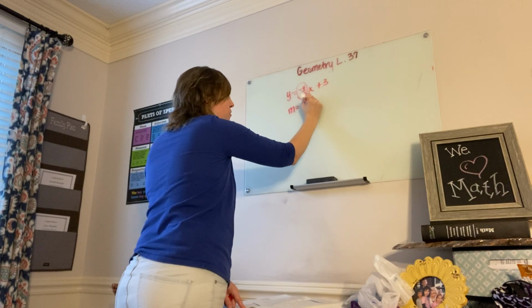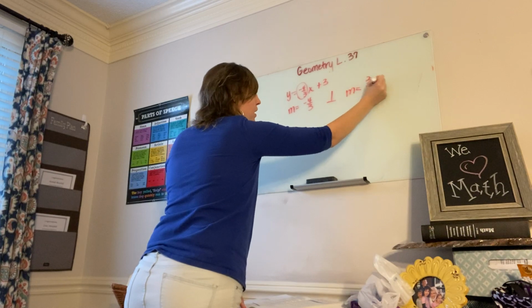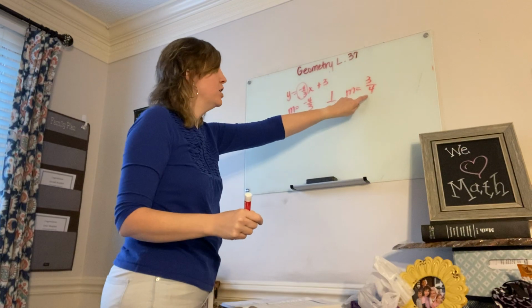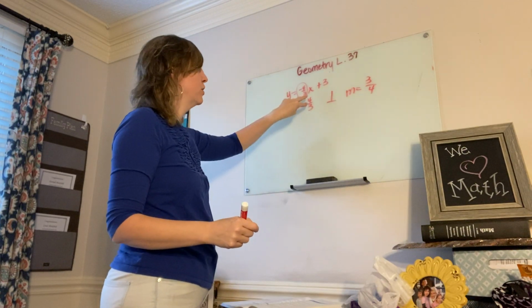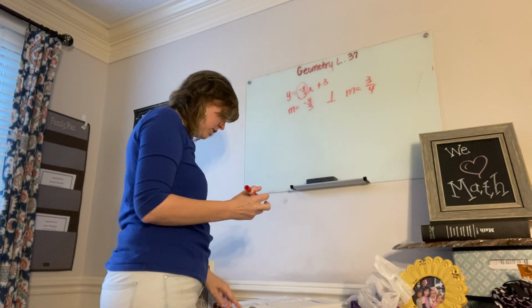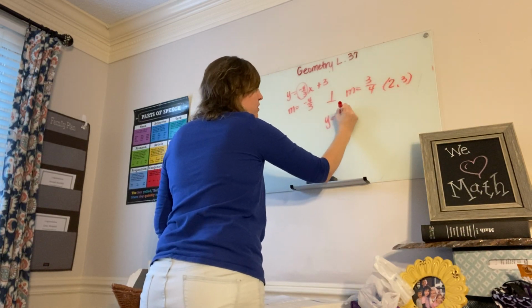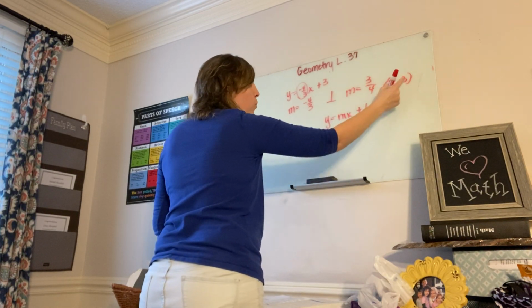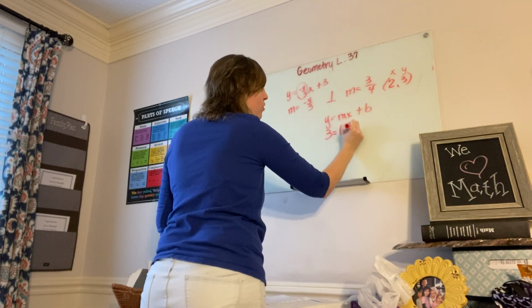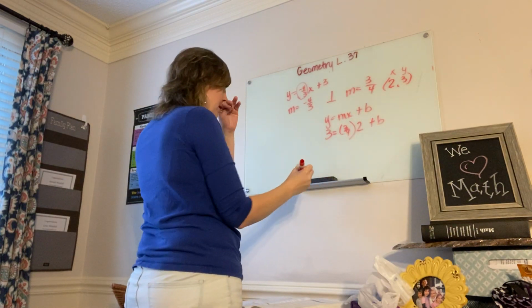If the slope is negative 4/3 and they're perpendicular, then the slope is going to flip, and because it was negative, it becomes positive. So my new slope for my second line is going to be the negative flip, or we call that negative reciprocal. So it has to go through the point 2, 3. So y equals mx plus b. Y is 3, m is 3/4, x is 2 plus b. All right, now let's solve that.